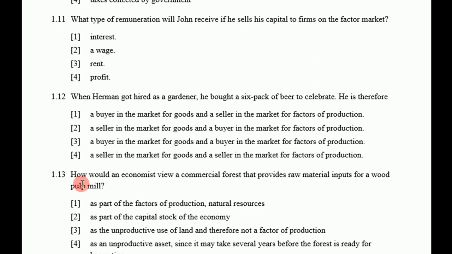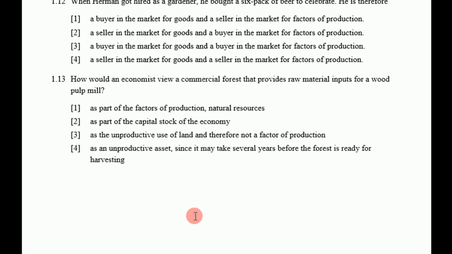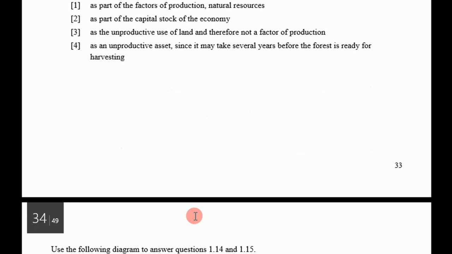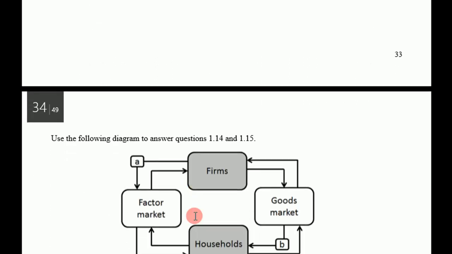How would an economist view a commercial forest that provides raw material inputs for a wood pulp mill? Obviously as part of the factors of production, natural resources. Option 1 is by definition correct.